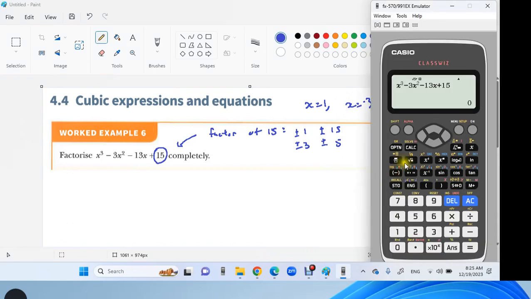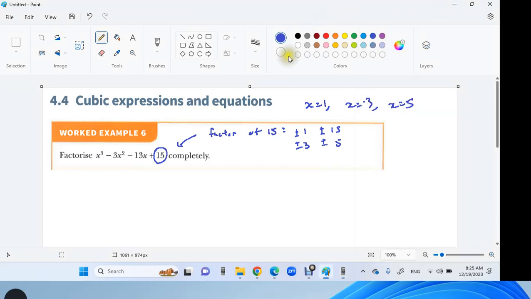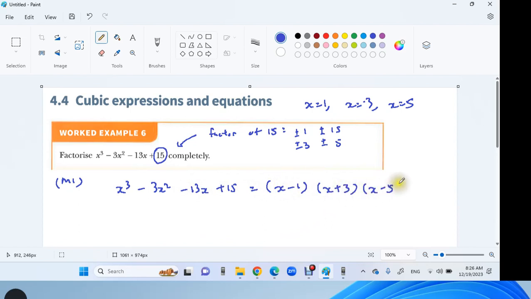Okay, so this 5 is 0, 1 is 0, -3 also 0. So easy. This is method 1. Then I will say that x cubed minus 3x squared minus 13x plus 15 equals x minus 1, x plus 3, and x minus 5. x equal to 1, I move it over, it becomes x minus 1 equal to 0. Then x plus 3 equal to 0, x minus 5 equal to 0. So these are the factors. This is the answer.